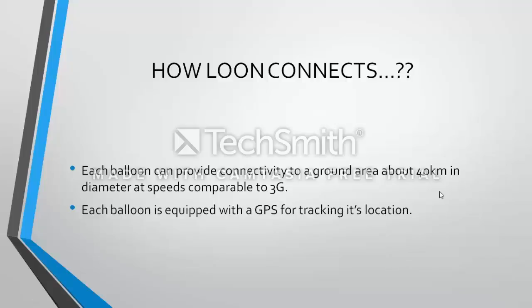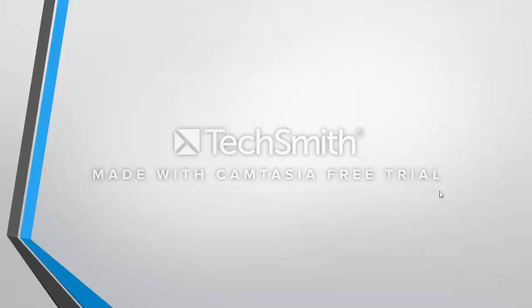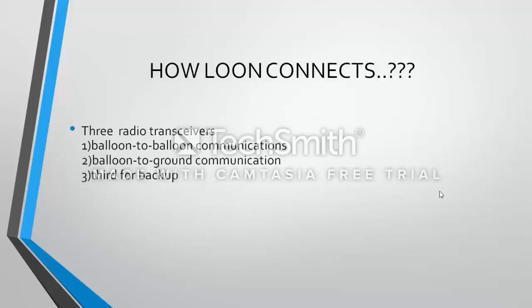As I was explaining how the Loon connects, each balloon can provide connectivity to the ground over about 40 km in diameter, and the speed is comparable to 3G speed. So each balloon can provide around 40 km in diameter of network to the people who have the antennas. And each balloon is equipped with GPS tracking for tracking its location. And this is how the Loon connects.